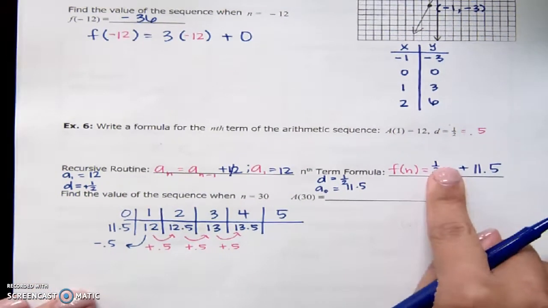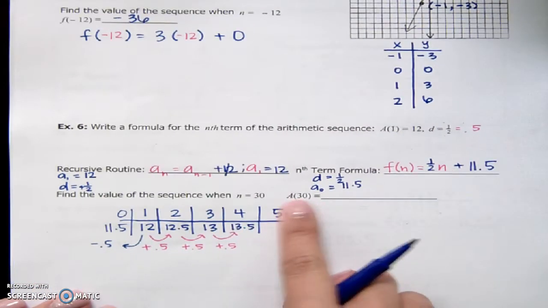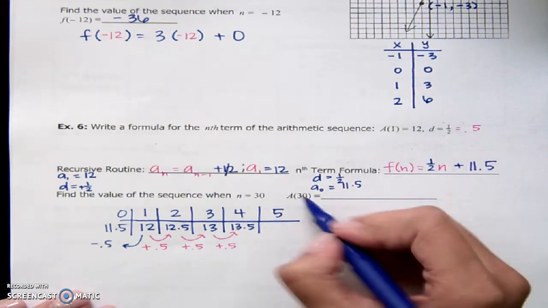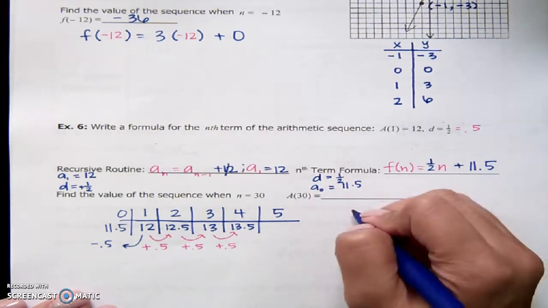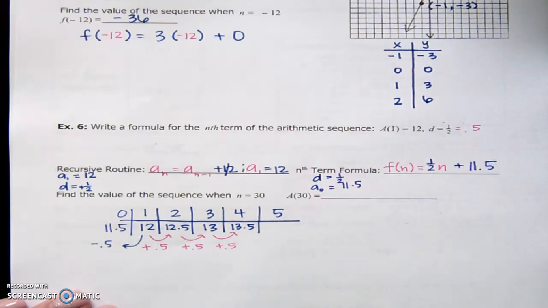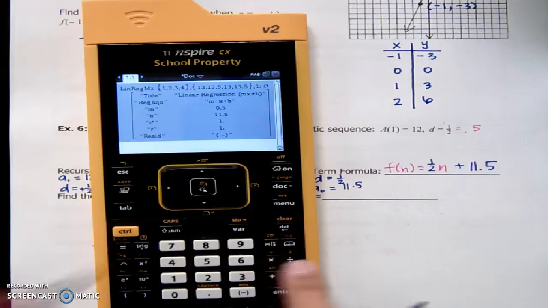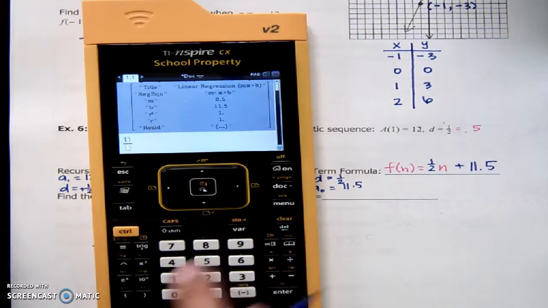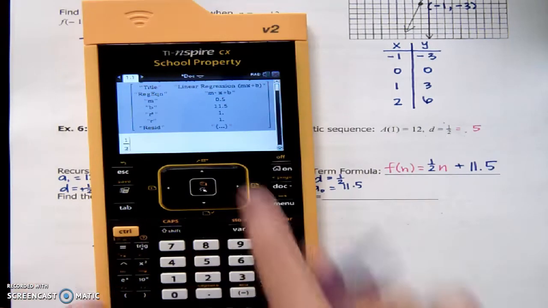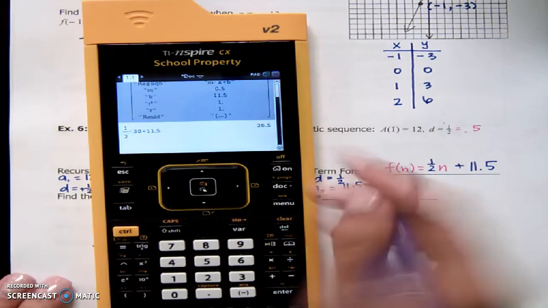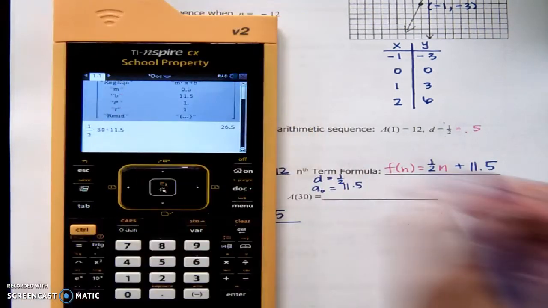And once you have the nth term formula, that's what you use for this. So all I'm going to do here is replace n with 30, because that's what's inside my parentheses. So in my calculator, where I have an n, I'm going to put 30. So 1 over 2 parentheses 30, close parentheses, plus 11.5. And my answer is 26.5.